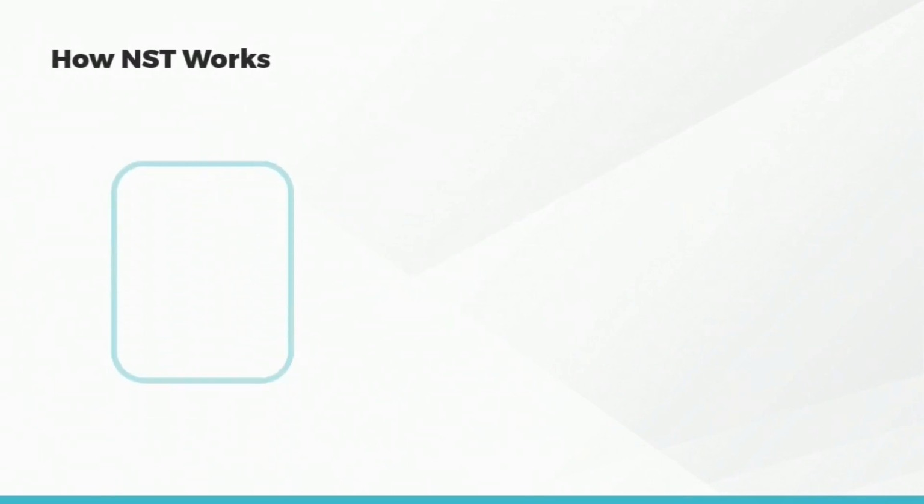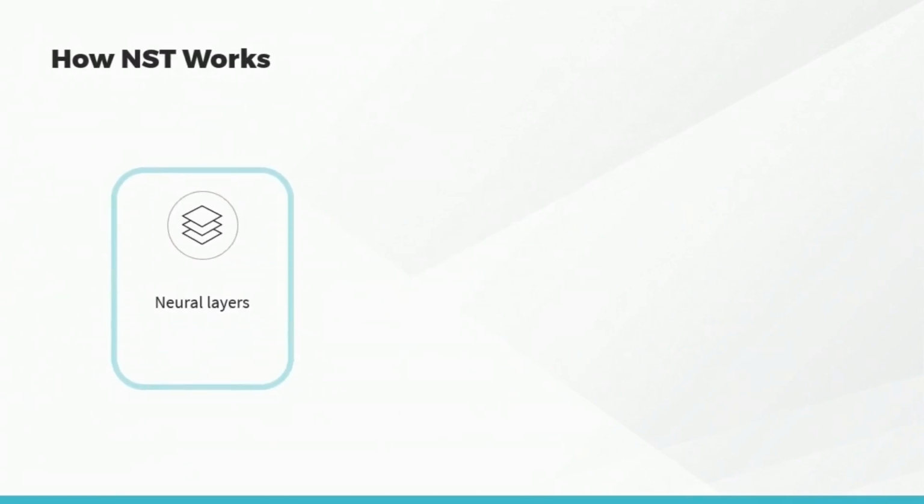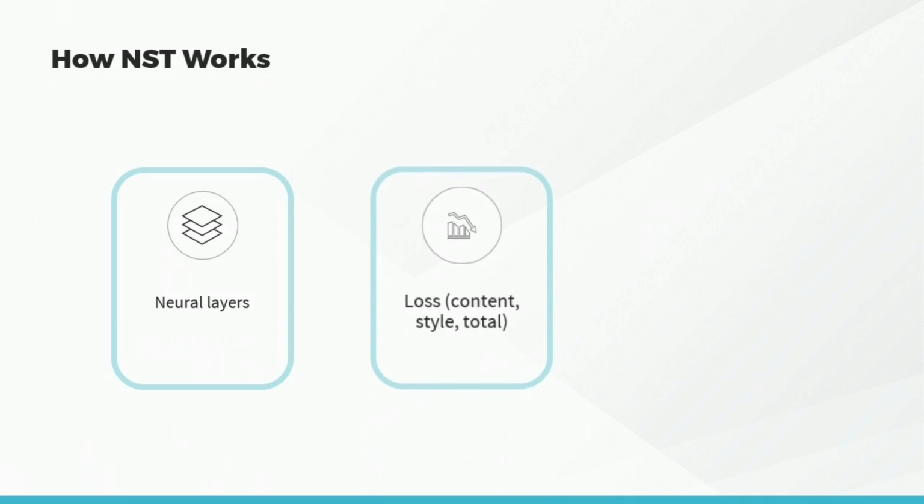Now, how this actually works is we start with these concepts known as neural layers. And these neural layers are going to contain all of the mechanics and the mathematics in this model. So it's basically just a neural network. And what we're going to do is then use a loss function, which could be a content loss function, a style loss function, or a total loss function. Those are usually the typical ones that we work with.